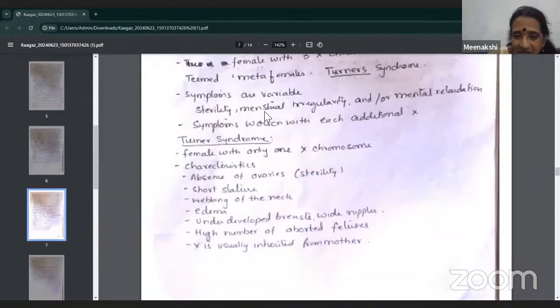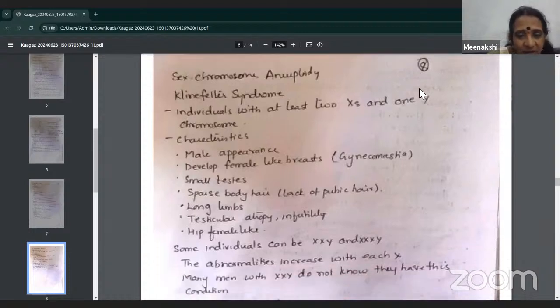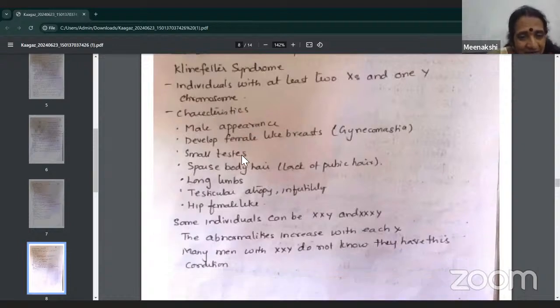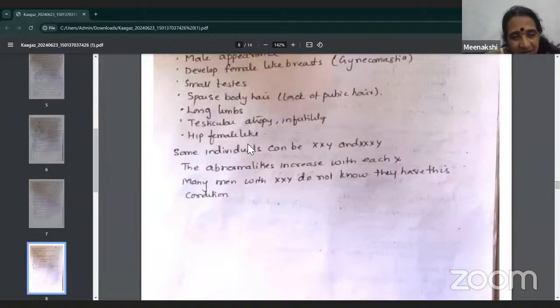Therefore, the change in the X chromosome leads to what is called Turner syndrome. One more is the Klinefelter syndrome. In this, individuals have at least two X's and one Y chromosome. Because of the Y chromosome, they have a male appearance. With this male appearance, they develop female-like breasts, called gynecomastia, small testes, sparse body hair, that is, they lack pubic hair, long limbs, testicular atrophy, infertility, and the hips are female-like.